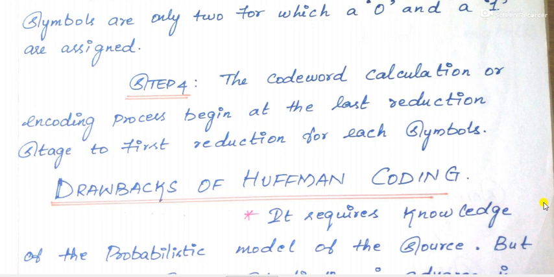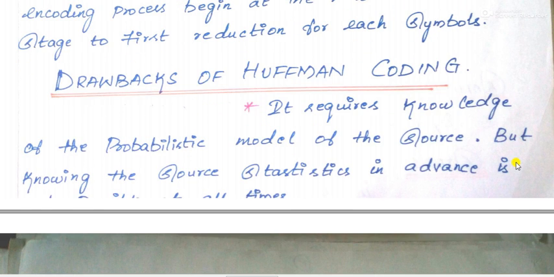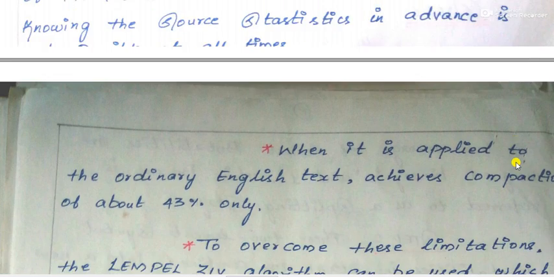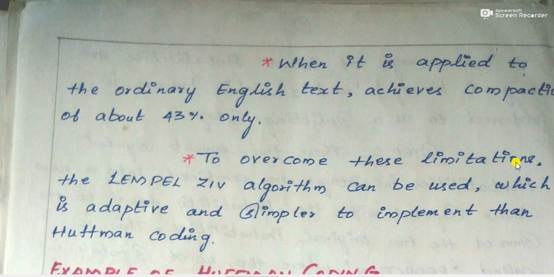Now let us see the drawbacks of Huffman coding. It requires knowledge of the probability model of the source. And next, when it is applied to ordinary English text, it achieves a compaction of only about 43%. To overcome these limitations, the Lempel-Ziv algorithm can be used, which is adaptive and simpler to implement than Huffman coding. Thank you.